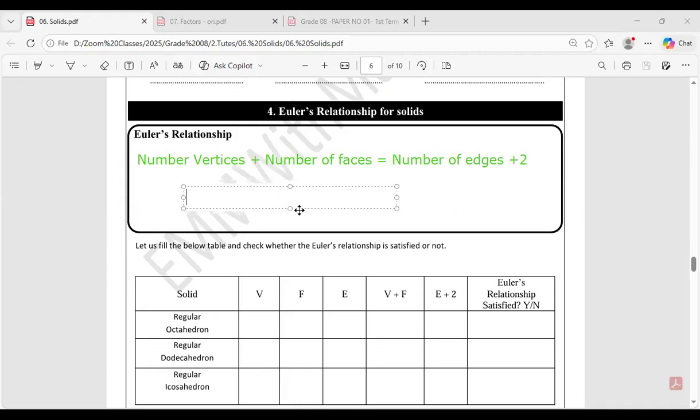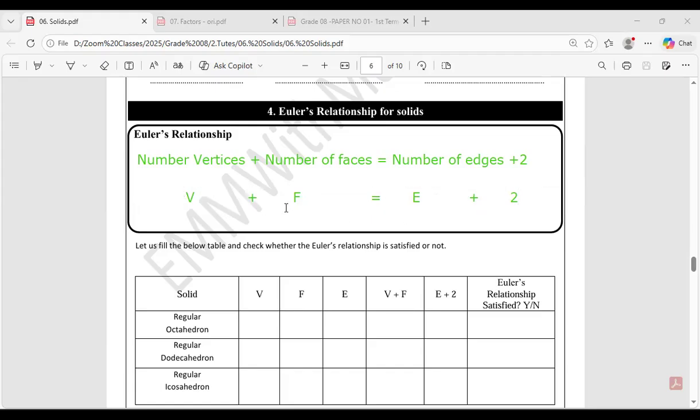We can write this by using abbreviations. Number of vertices we are going to represent by V. Plus number of faces, we are going to represent by capital F. Then the equal mark. Number of edges we are going to represent by capital E. Then we add 2 to it. So V plus F is equal to E plus 2.